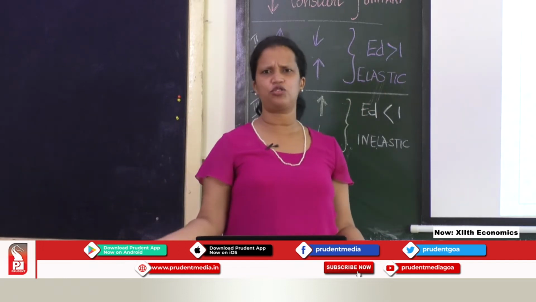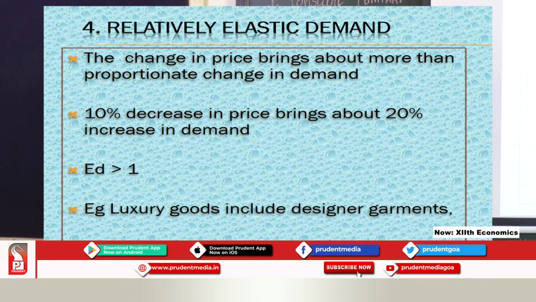So, also is the case of jewelry. The moment gold prices come down slightly, you have a rush for making jewelry, isn't it? Okay. So, this would be an example of relatively elastic demand.